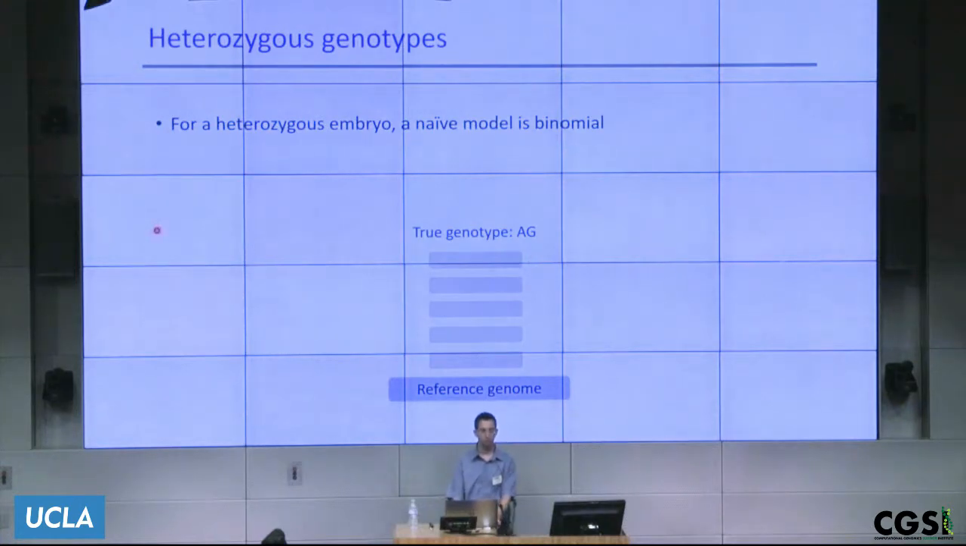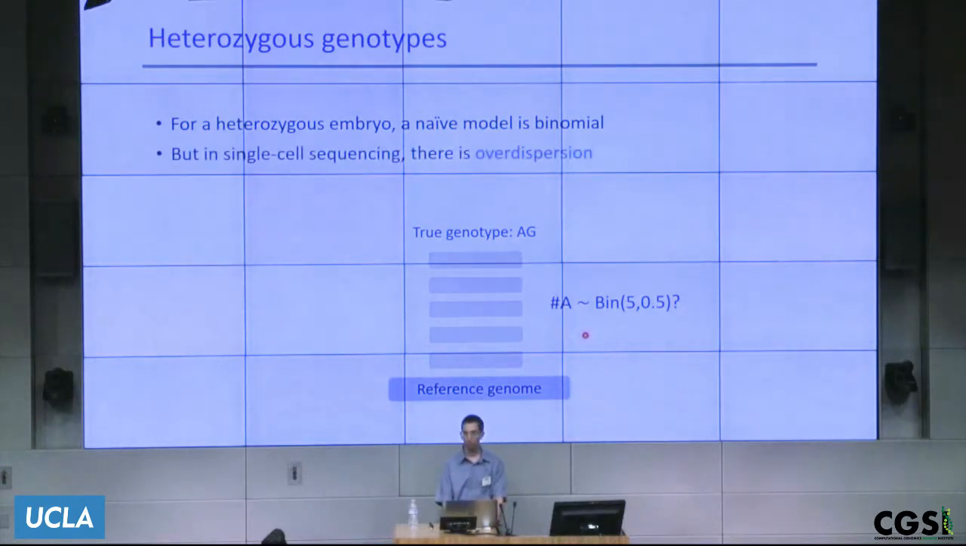So let's start with the heterozygous genotype. Let's say the true genotype, meaning the state at a certain position, is heterozygous. Let's say it's AG, and let's say we observed 5 reads. A naive model for the read counts would be binomial. So if we have 5 reads, the number of A's we expect to be a binomial random variable with parameters 5 and 0.5, because each allele is equally possible. The problem is, because this is single-cell sequencing data, we have very strong overdispersion.